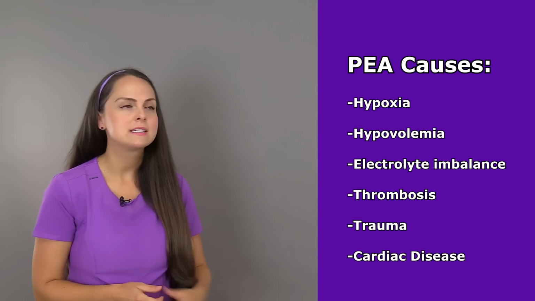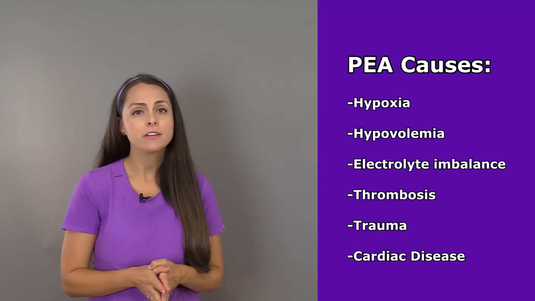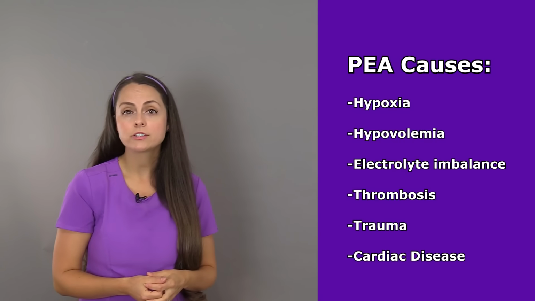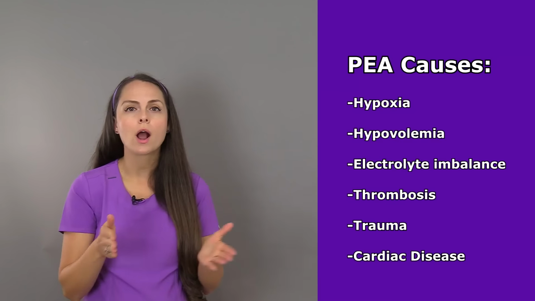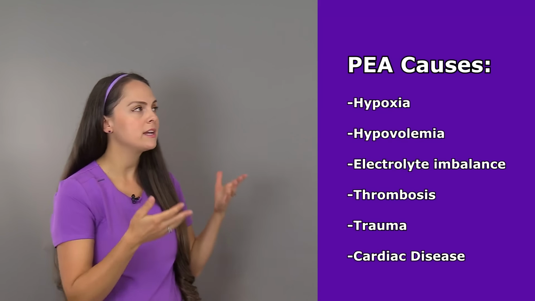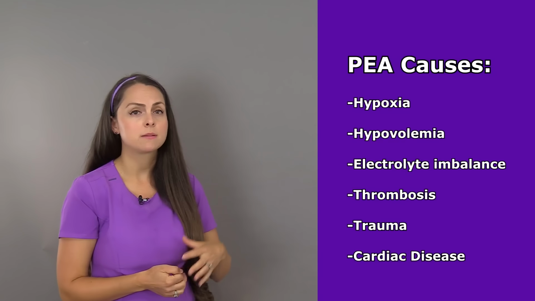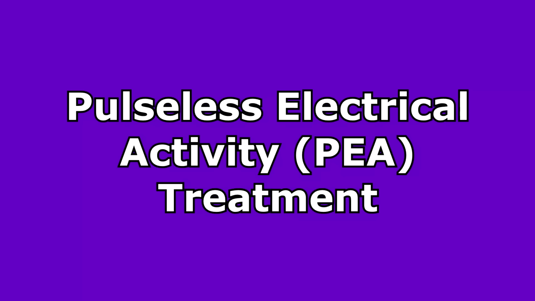Now, what causes PEA? Well, one big cause is hypoxia, where the patient doesn't have enough oxygen in the blood. Another cause is hypovolemia, like hypovolemic shock, or an electrolyte imbalance, where the potassium level is being affected, where we have hypo or hyperkalemia, or the patient has a blood clot like thrombosis, or they've experienced some type of trauma or cardiac disease.